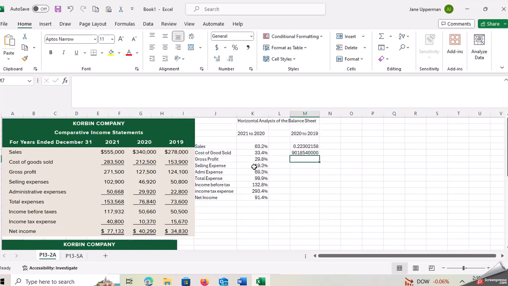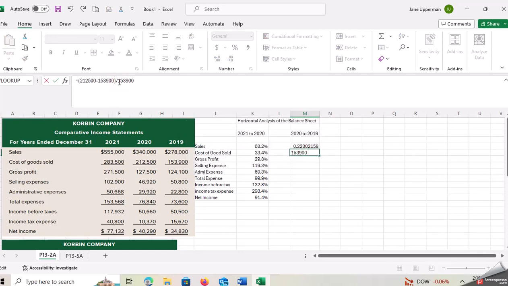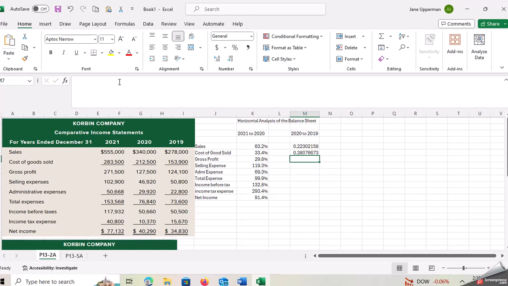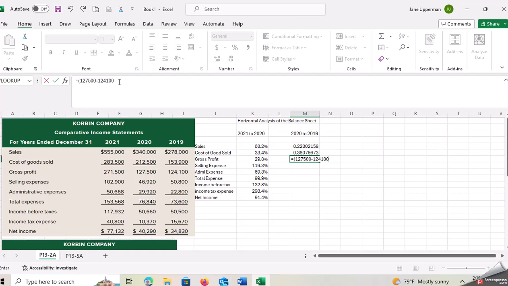And I didn't put in my divided by, so it wants to make it multiply. There it goes. Okay, then we'll do the same thing for the gross profit. So our gross profit is 127,500 minus 124,100. Solve for that first, then divide by 124,100.